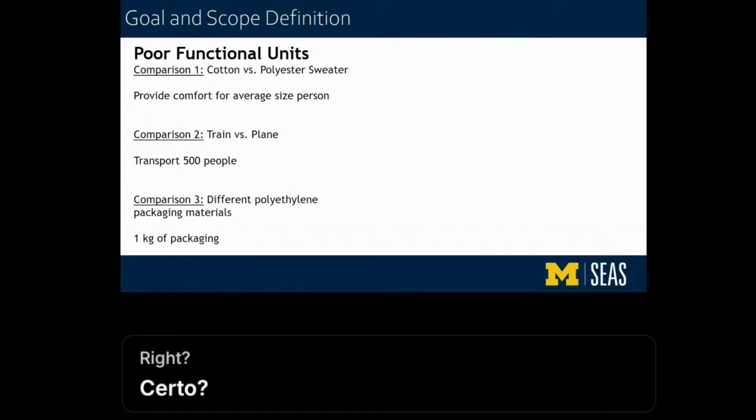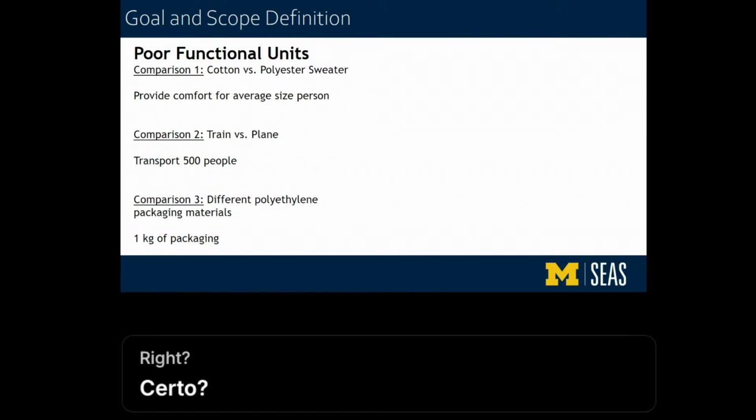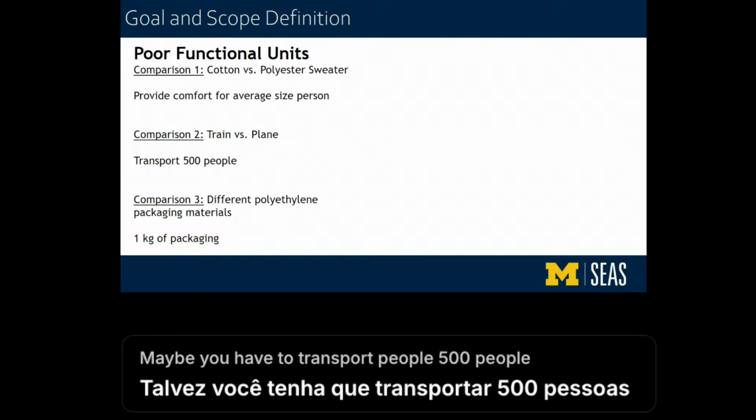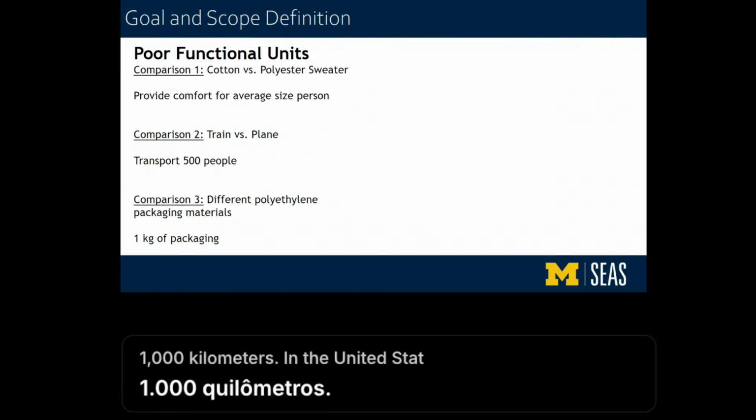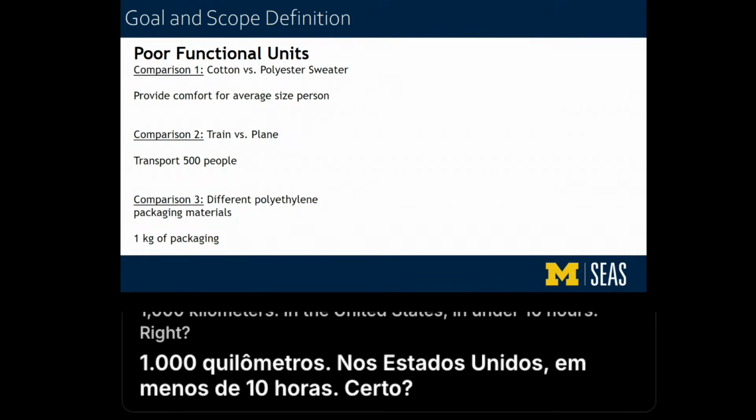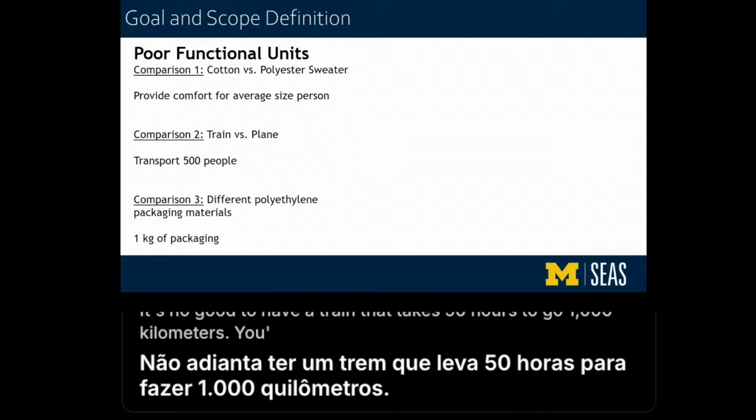How fast are you doing it, right? Maybe you have to transport 500 people on a train 1,000 kilometers in the United States in under 10 hours, right? It's no good to have a train that takes 50 hours to go 1,000 kilometers. You're not really comparing the same systems.